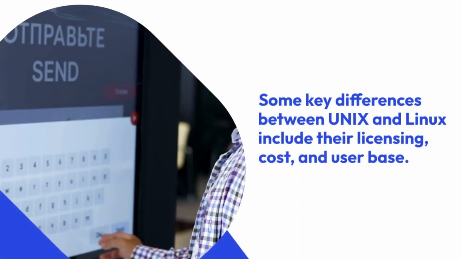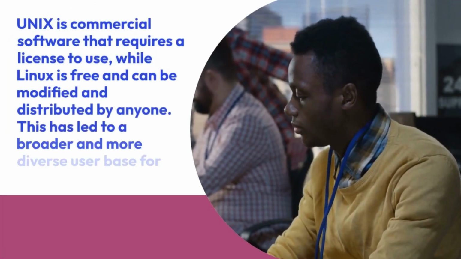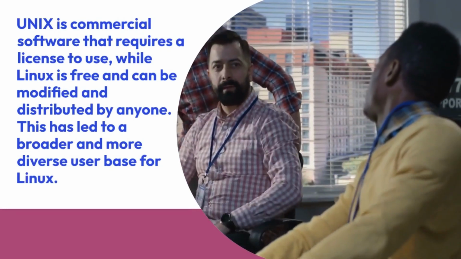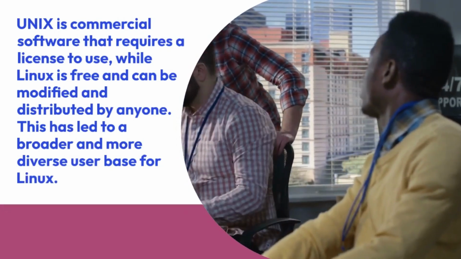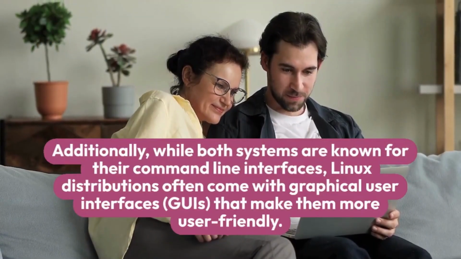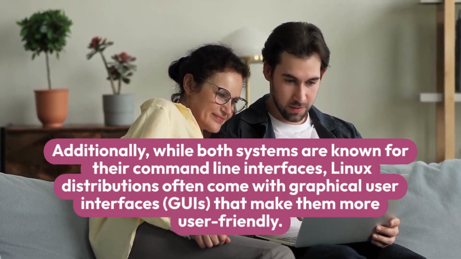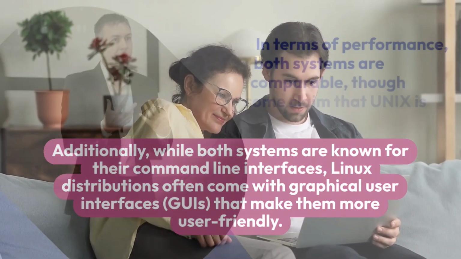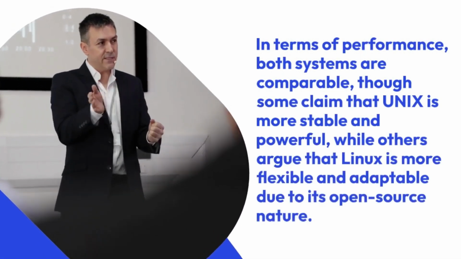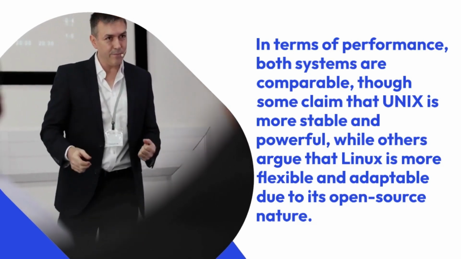Some key differences between Unix and Linux include their licensing, cost, and user base. Unix is commercial software that requires a license to use, while Linux is free and can be modified and distributed by anyone. This has led to a broader and more diverse user base for Linux. Additionally, while both systems are known for their command line interfaces, Linux distributions often come with graphical user interfaces, GUIs, that make them more user-friendly. In terms of performance, both systems are comparable, though some claim that Unix is more stable and powerful, while others argue that Linux is more flexible and adaptable due to its open-source nature.